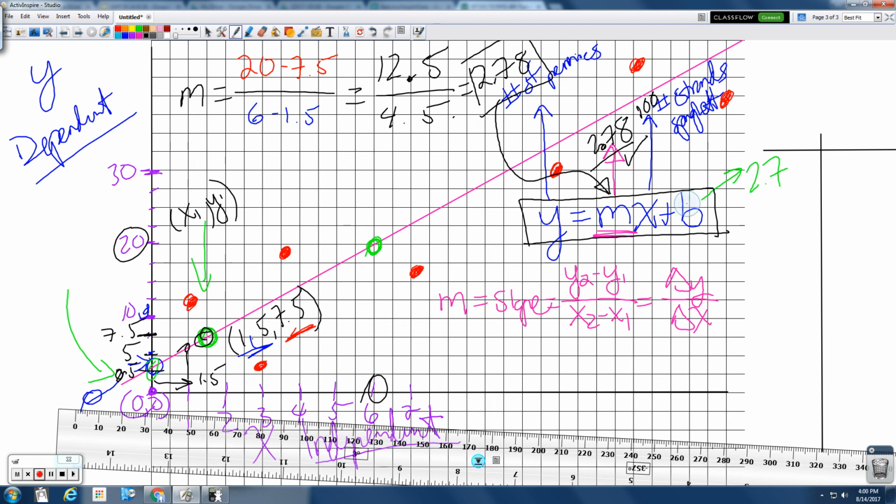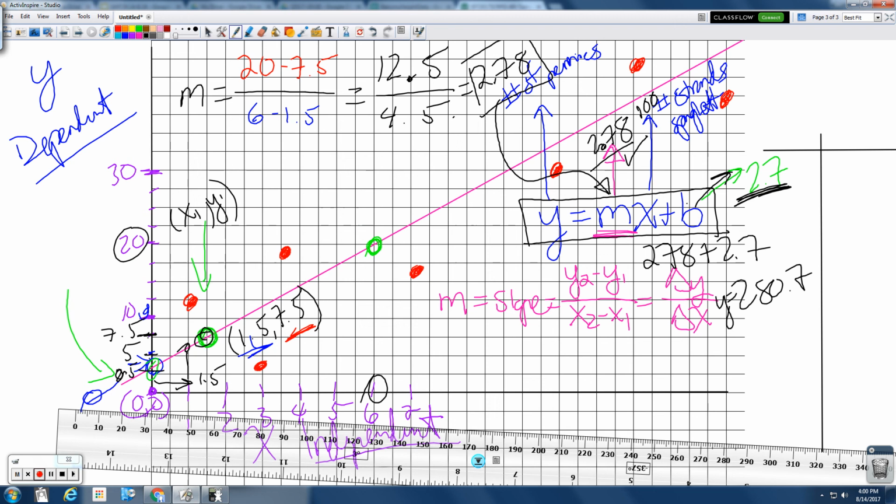Plus B, my y-intercept modifies my line a little bit and describes my mathematical model. So plus 2.7, well, I can get a value, right? Y would be 2.78 times 100, which would be 278, plus 2.7. So 280.7 would be what my y is equal to.